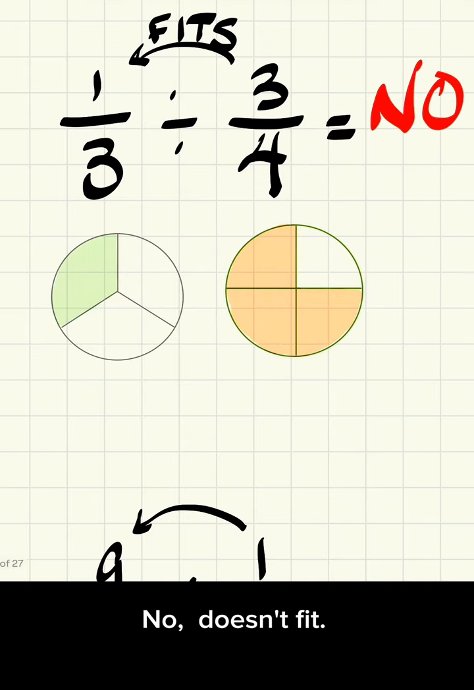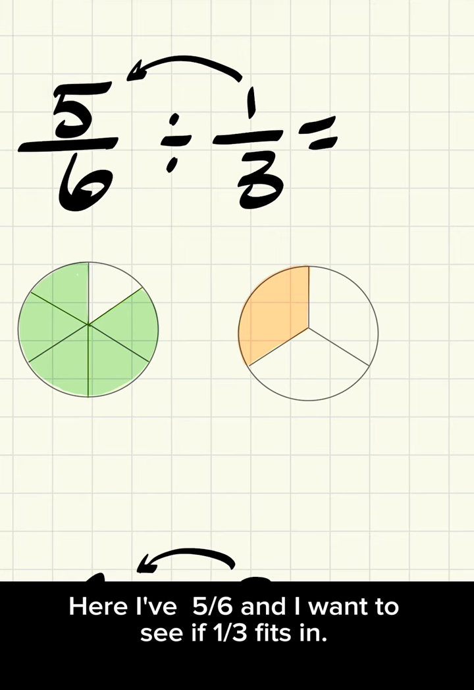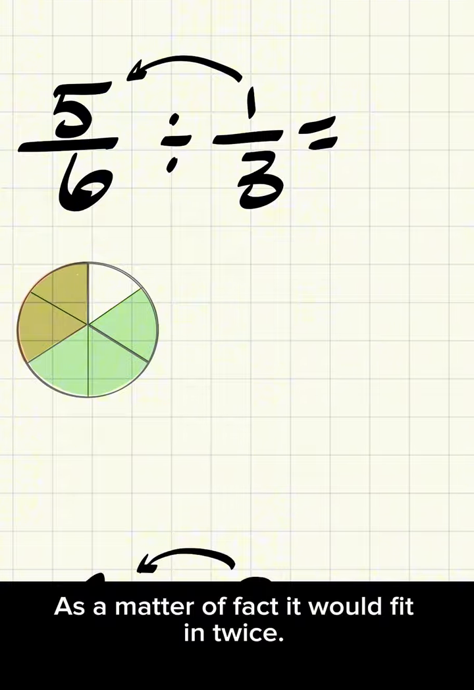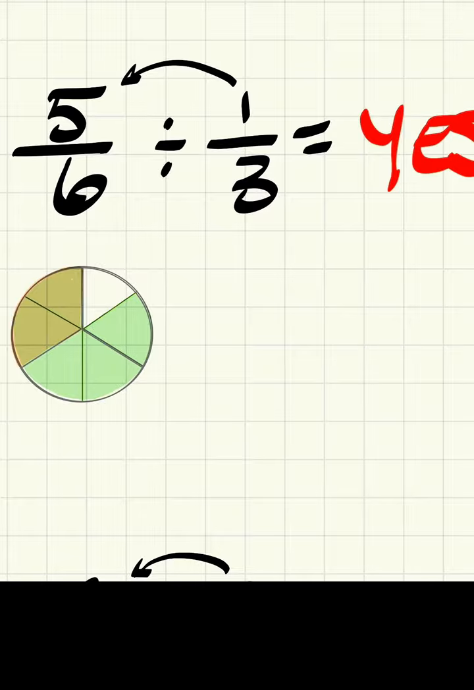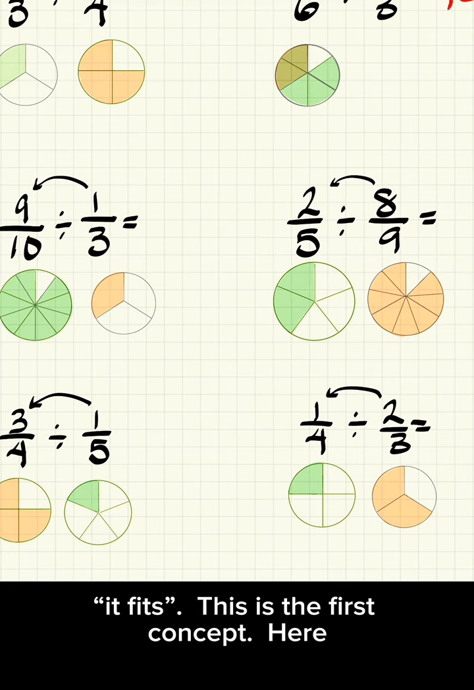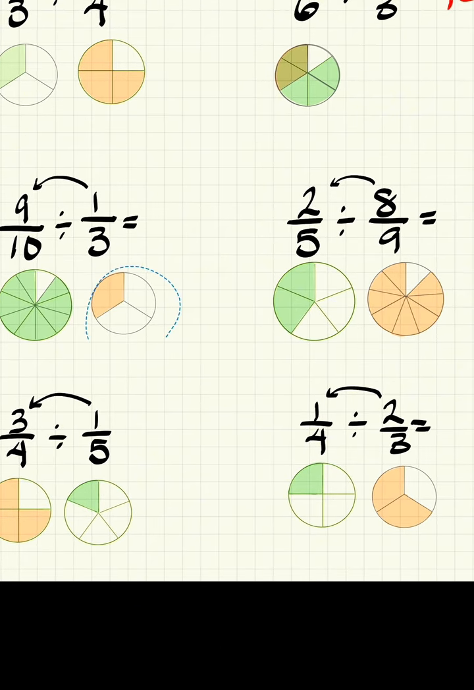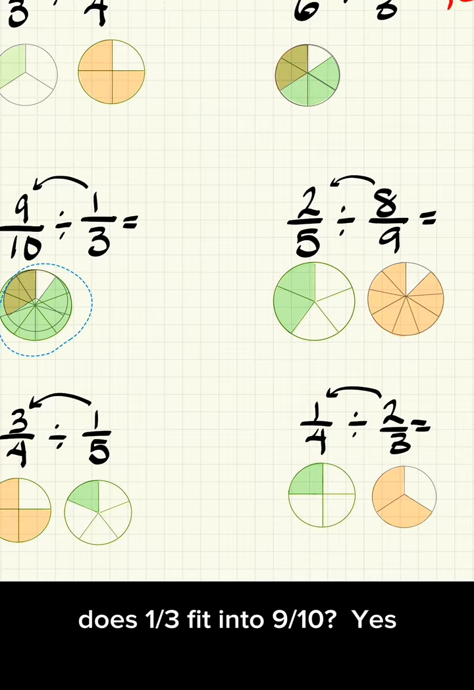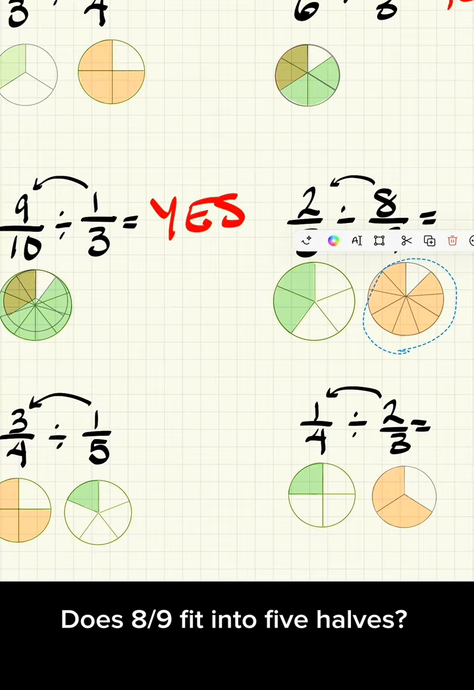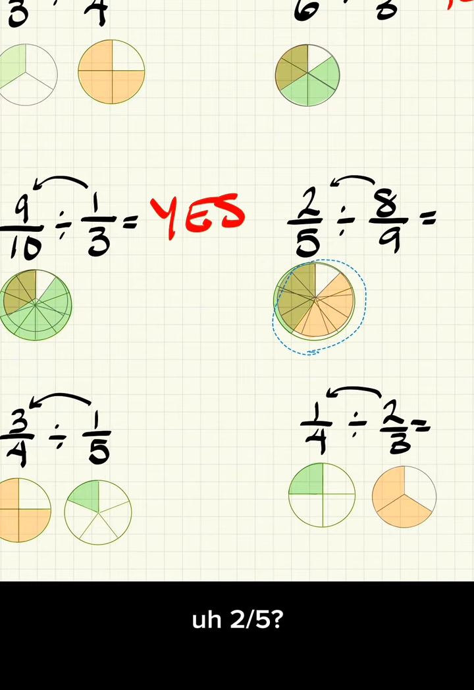No, doesn't fit. Here I've got 5/6, and I want to see if 1/3 fits in. Well, yes, it does. As a matter of fact, it would fit in twice. So yes, it fits. This is the first concept. So here, does 1/3 fit into 9/10? Yes. Does 8/9 fit into 2/5? Nope, it doesn't.